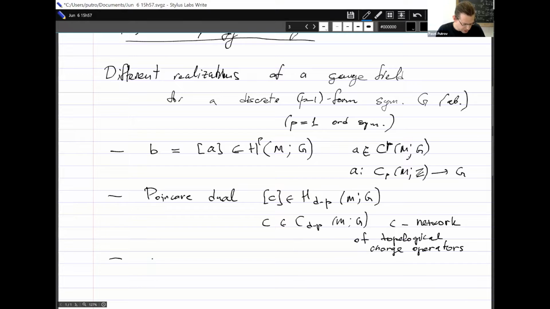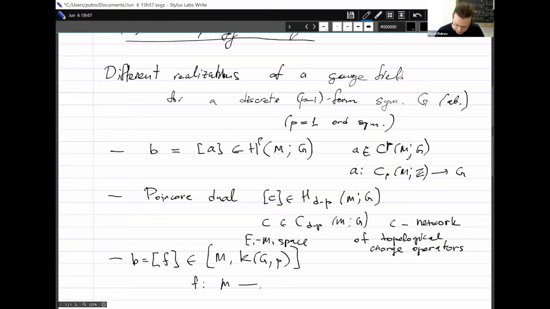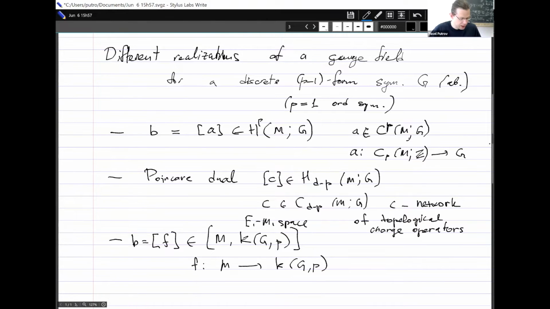Yet there was a third interpretation: this class in cohomology can be understood as a homotopy class of a map from our space-time M to the Eilenberg-MacLane space, K(G,P). So F is a continuous map from M to this K(G,P), and again the gauge invariant data is the class of this map up to homotopy.